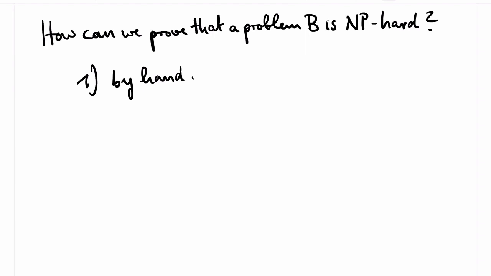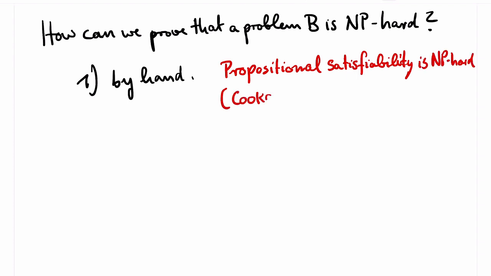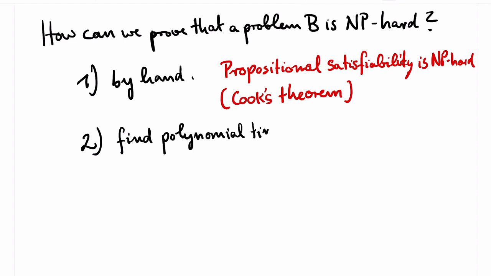The first problem that was shown to be NP-hard was the propositional satisfiability problem. This is often referred to as Cook's theorem. So here I will write by hand. And this is really some work. Luckily, Cook did it for the satisfiability problem. And I will not discuss how to do this in detail today. The second way is much more convenient.